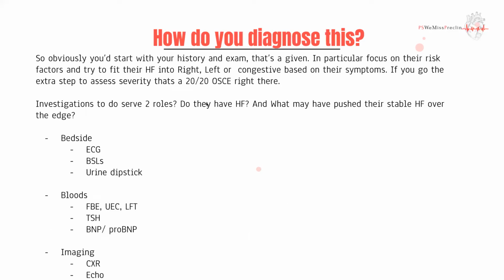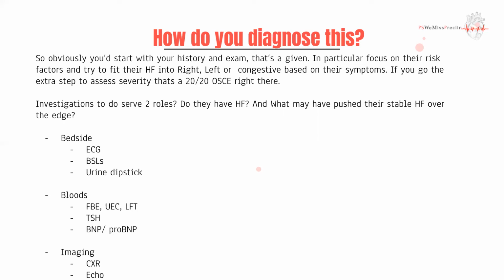So how do we diagnose this? Obviously, a patient comes in, you're going to start off with a history and an examination. You're going to focus on their cardiovascular risk, and in your head, try to fit in their symptoms with, is this left-sided or right-sided? And based on their history, have they had anything in particular which may make me think of HFpEF versus HFrEF? If you can then also go and assess the severity of their heart failure, which we'll talk about in a second, that really shows that you are thinking about all major aspects of the condition, and it's going to guarantee a really good score when it comes to your OSCEs.